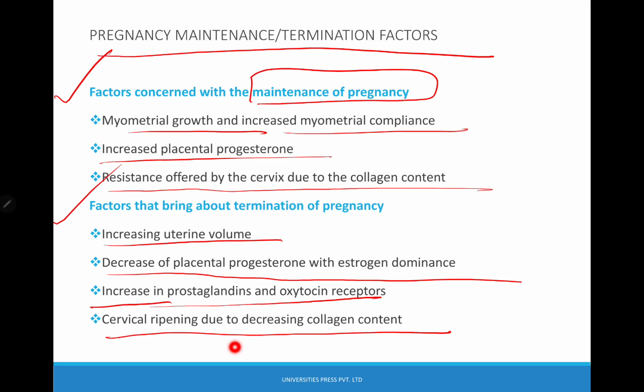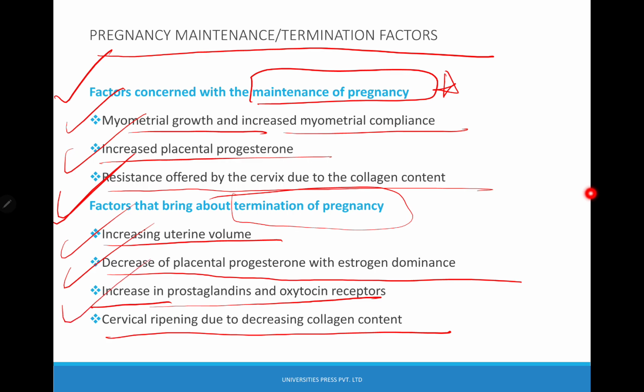So what are the factors which will maintain pregnancy? What are the factors which will terminate pregnancy? Myometrial growth, placental progesterone, collagen content in the cervix, all these will maintain pregnancy, whereas increased uterine volume, just the opposite, decrease in placental progesterone, increase in oxytocin receptors, and decreased collagen, all will be factors for termination of pregnancy.